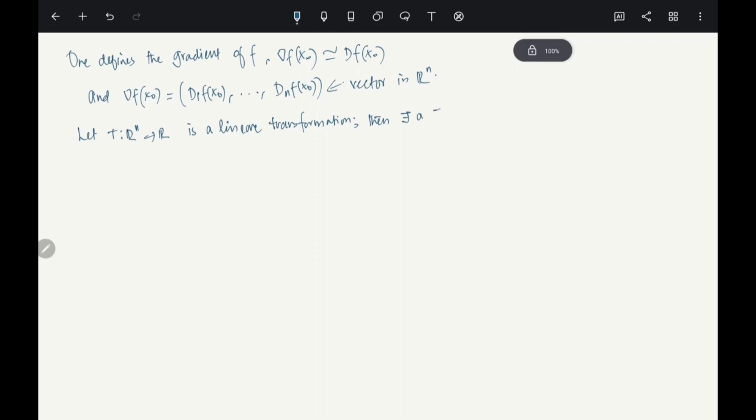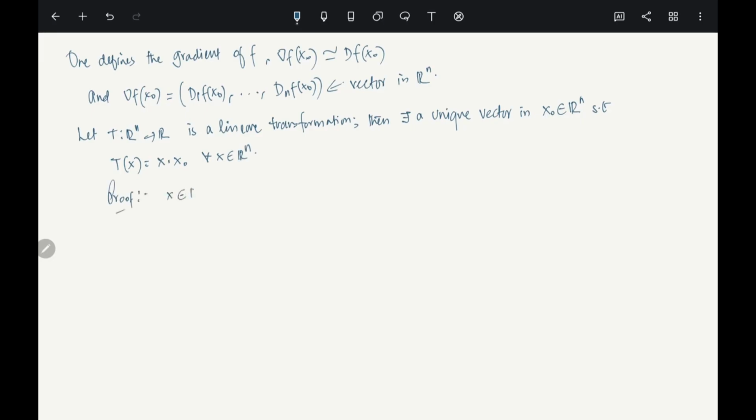exists a unique vector in Rn such that one can identify that T of x, let's say a unit vector x naught in Rn, such that T acting at any element x is nothing but x dot x naught. This holds for all x in Rn. Okay, what is the proof? Let's quickly look at the proof of why this works.